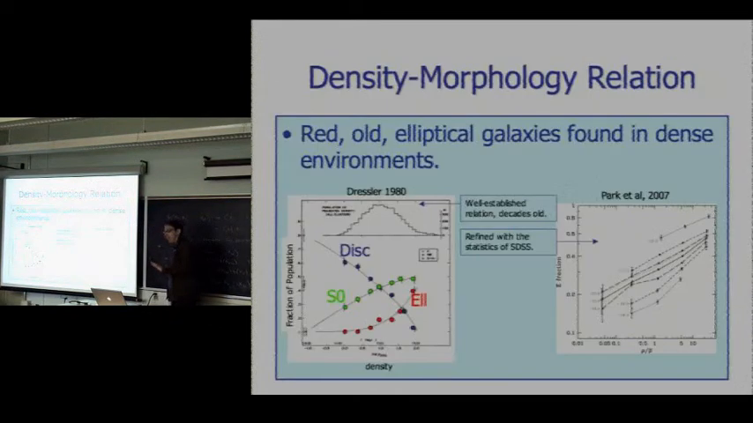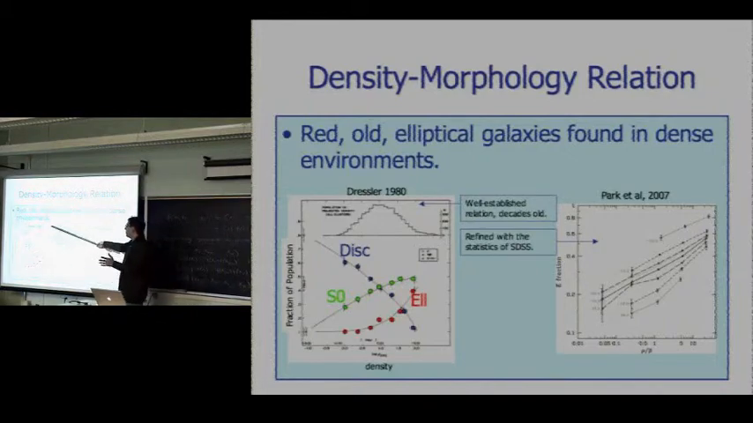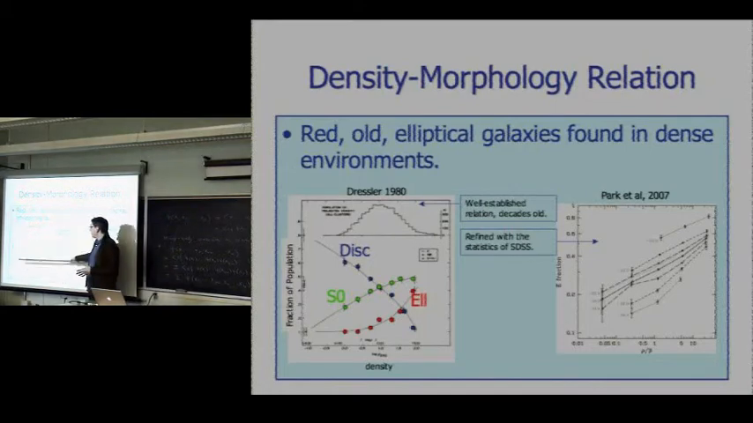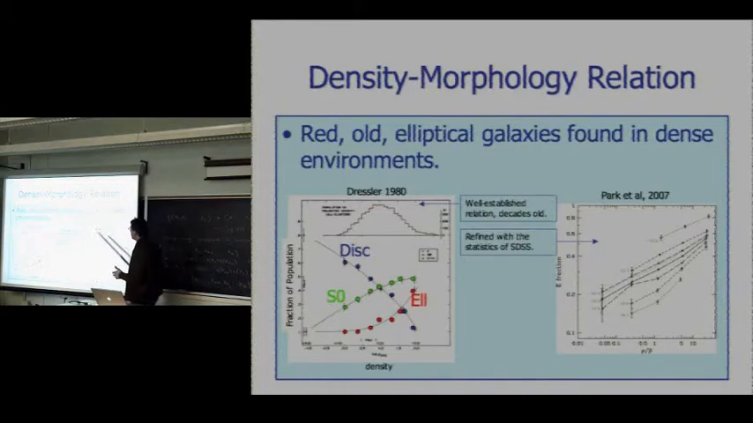But we do know, categorically, that some galaxy properties do definitely depend on environment. There's this well-known relation called the density-morphology relation, that red old elliptical galaxies form in dense environments. This has been known for a long time. This is from the original Dressler 1980 paper, where they're looking at the fraction of the population that is a disk or elliptical galaxy as a function of environment density. So here's the mean density here. As you go from mean density into high densities, you lose all your disk galaxies and you gain all your red elliptical galaxies.